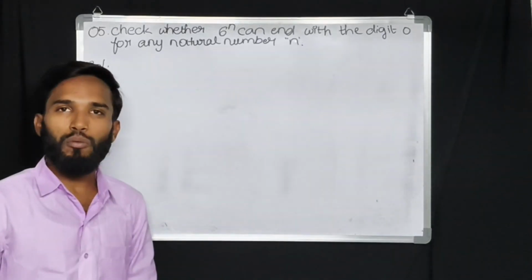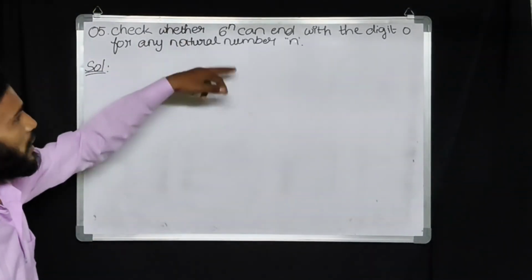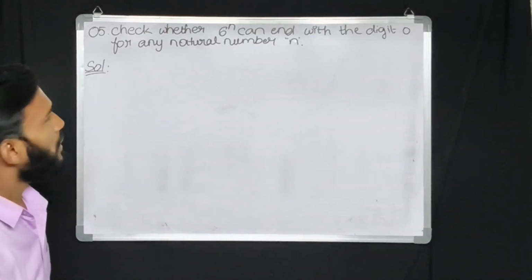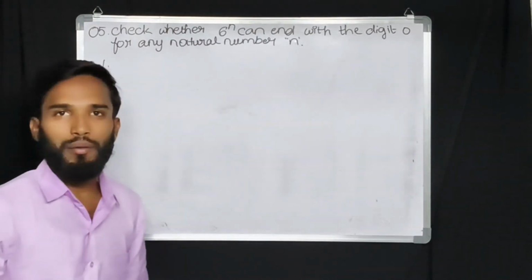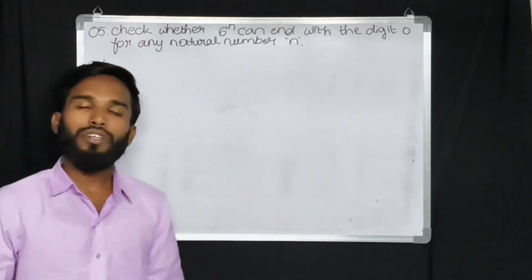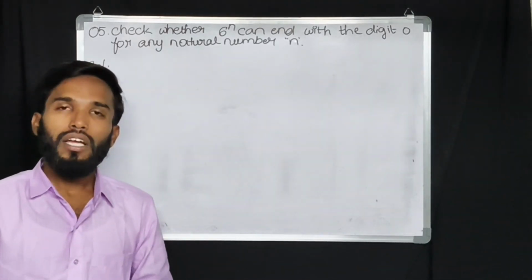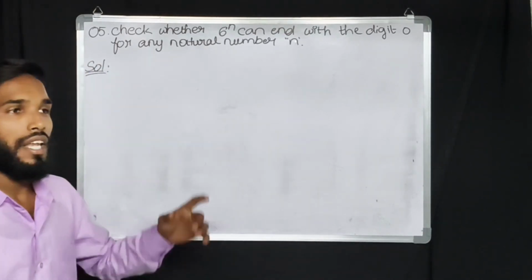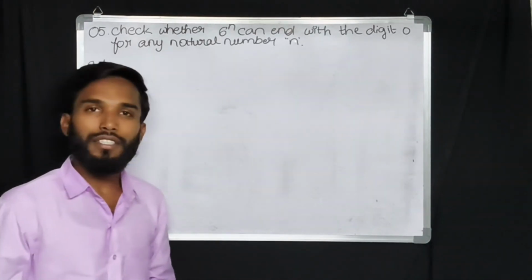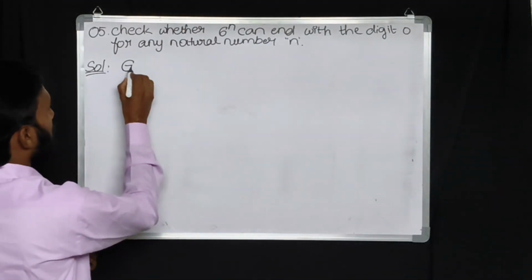See, the next problem is the fifth problem, which is saying: check whether 6^n can end with the digit 0 for any natural number n. This is also the same as example 1, which said: check whether 4^n, where n is a natural number, ends with the digit 0 or not.